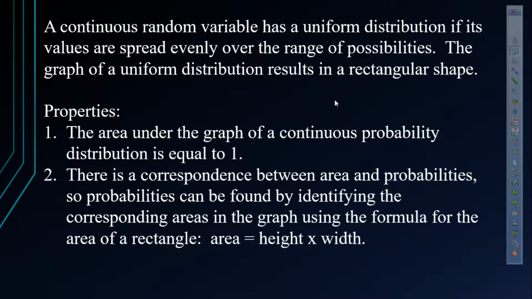Some properties. The area under the graph of a continuous probability distribution is equal to 1. There is a correspondence between area and probabilities. So probabilities can be found by identifying the corresponding areas in the graph using the formula for the area of a rectangle: area equals height times width. Okay? This is important stuff. You've got to commit it to memory so you'll understand.